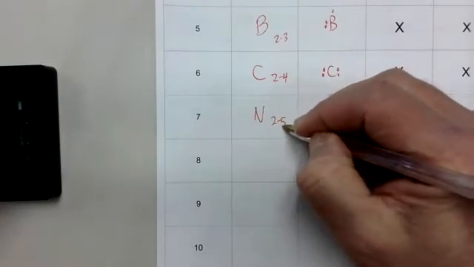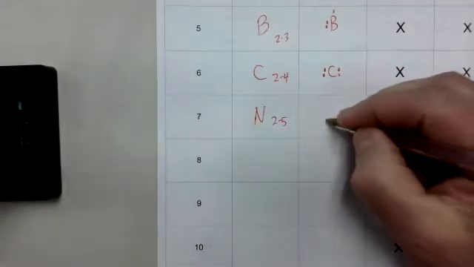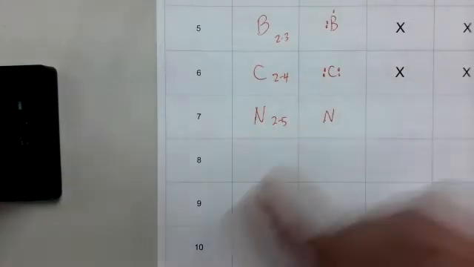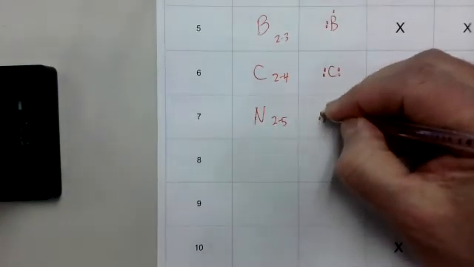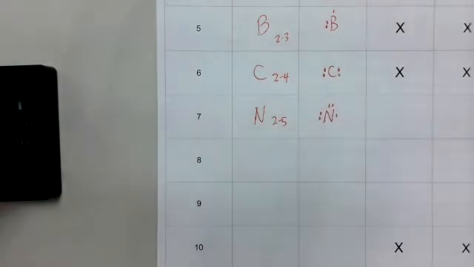Nitrogen is a 2-5 electron configuration. So nitrogen, we're going to show 5 valence electrons. Now, it doesn't matter where you put them. I'm going to put them here and here and here. So we only show the 5 valence electrons.